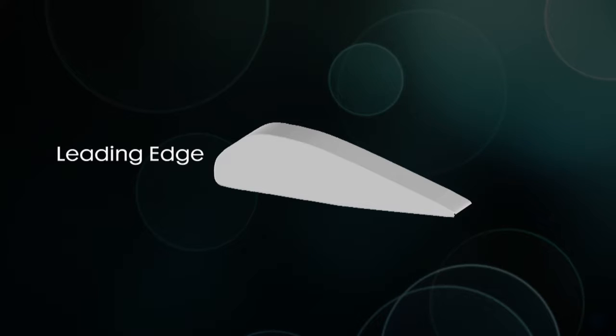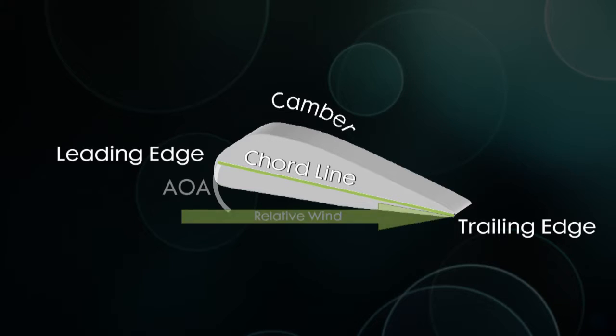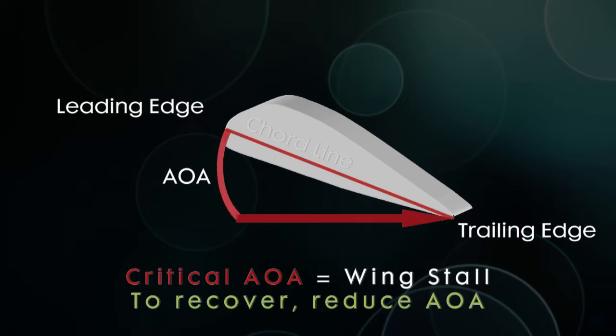Here's the leading edge, the trailing edge. The curvature is called the camber. Chord line is between the leading and the trailing edge. The angle of attack is between the chord line and the relative wind, which is opposite of your flight path. The critical angle of attack is the angle at which the wing stops producing lift. And the only way to get lift back is to reduce the angle of attack so that the airplane can start flying again. So airplane wings produce lift, no surprise there.